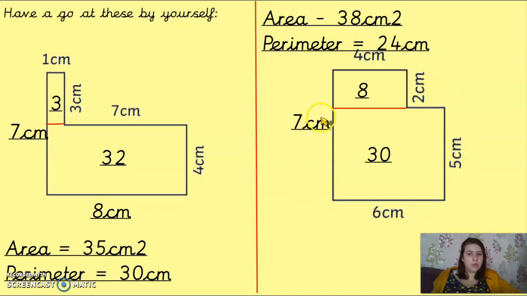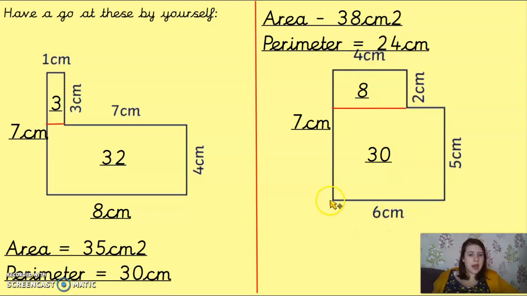Now on to our final shape, which was a little bit easier because you've already got the measurement here. So I'm going to split it into 2 shapes here. So I've got 2 rectangles. I know this is 4 by 2, so that's going to give me 8. And I know that this is 6 by 5, which is going to give me 30. So my total area, 30 add 8, is 38 centimetres squared.